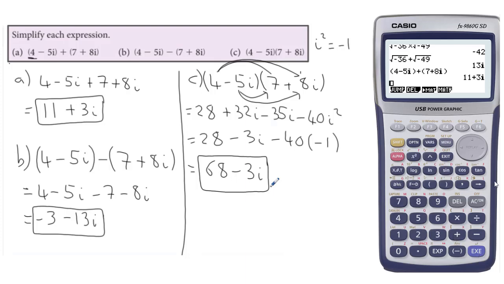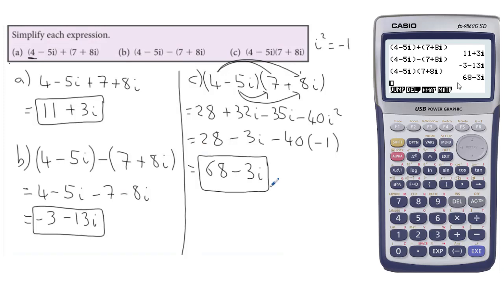For part B, 4 minus 5i minus 7 plus 8i. 4 minus 5i minus 7 plus 8i, like that. And that gives us our minus 3 minus 13i. For part C, where we multiply 4 minus 5i times 7 plus 8i. And that gives us 68 minus 3i.